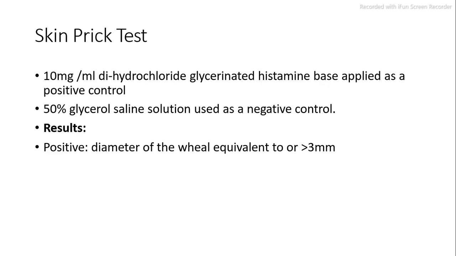Skin prick test. 10 mg/ml histamine dihydrochloride in glycerinated base applied as a positive control. 50% glycerol saline solution used as a negative control. Results: positive, diameter of the wheal equivalent to or greater than 3 mm.